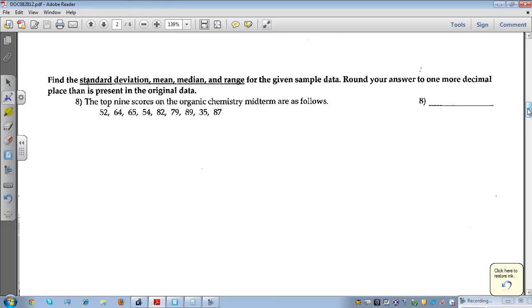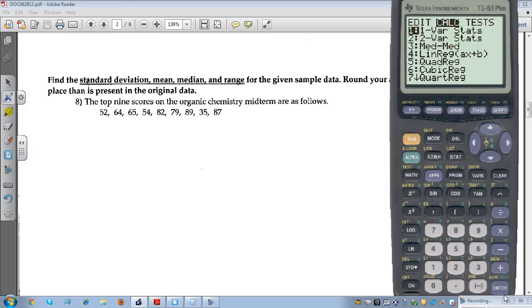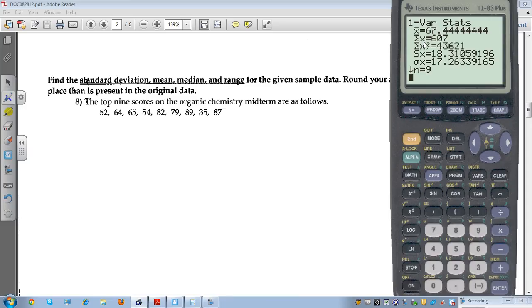Standard deviation, find mean, median, range. Well, let's put it all into our calculator because then we'll get most of it right away. Go into Stat Edit. Let's clear this out and put in our data: 52, 64, 65, 54, 82, 79, 89, 35, 87. You go out to the main screen, give yourself some space because we're going to go into Stat, Calc, 1-Var Stats. And when we run that, we get a lot of information. Here's your mean. The standard deviation you want is Sx because we're assuming that this is a sample. Your median is 65, and the range you'll be able to get from 89, your max, minus your min of 35. So we're going to have a range of 54.